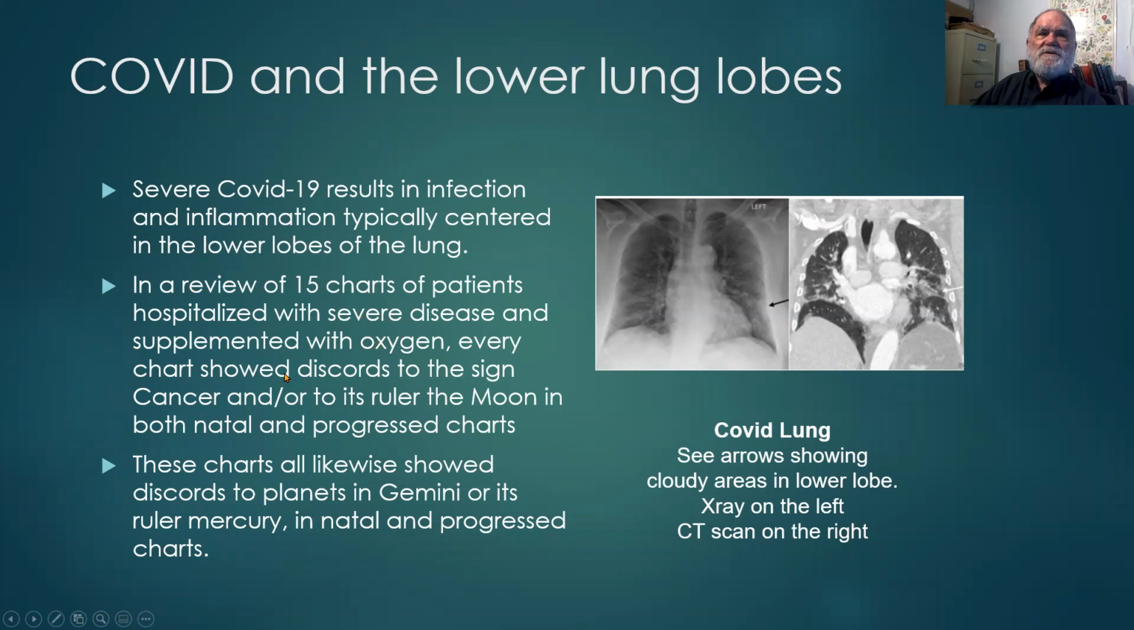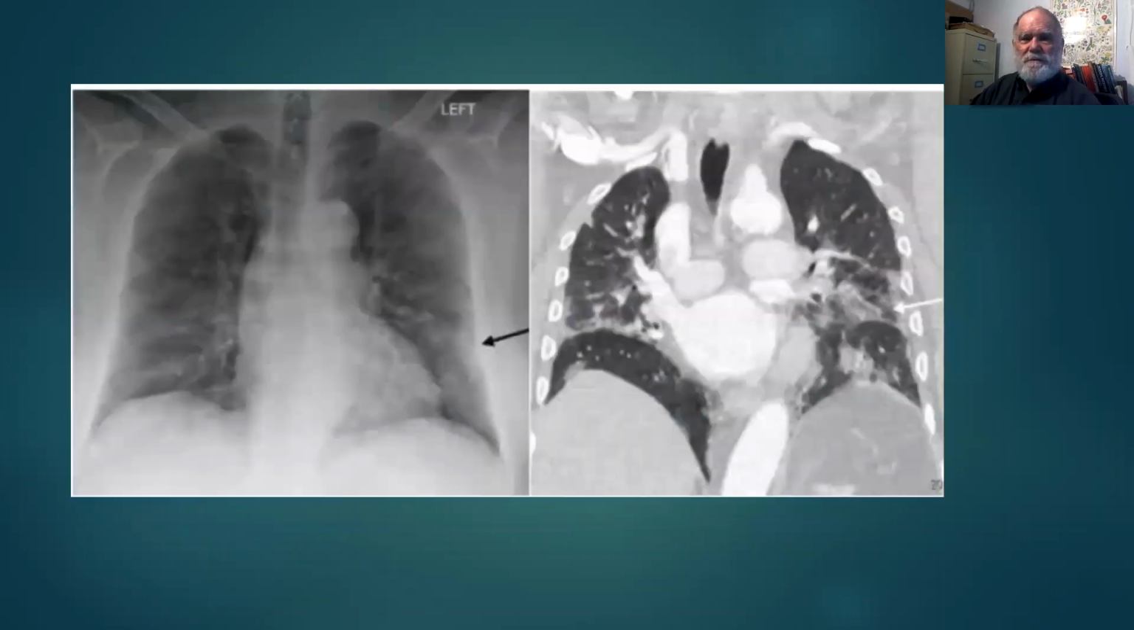Every one of the 15 charts shows discords to the sign Cancer and/or to the ruler of the Moon. Okay, no exception, in both natal and progression to the time of hospitalization. Fairly strict criteria. And then each of the charts likewise showed discords to a planet in Gemini and/or its ruler Mercury in natal and progressed charts. So here we have the relevance of Cancer in the lower lobes of the lung. That's a bigger blown up picture there.